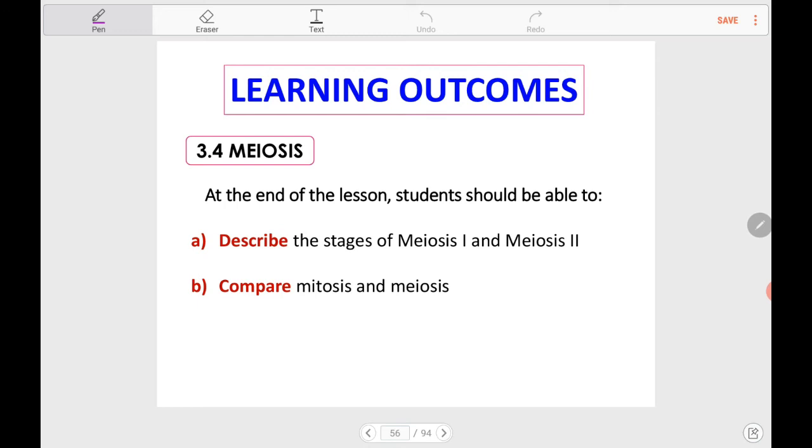Next subtopic for chapter 3, cell division, is 3.4, meiosis. So there are two learning outcomes. The first one is to describe the stages of meiosis I and meiosis II. The second one is to compare mitosis and meiosis.